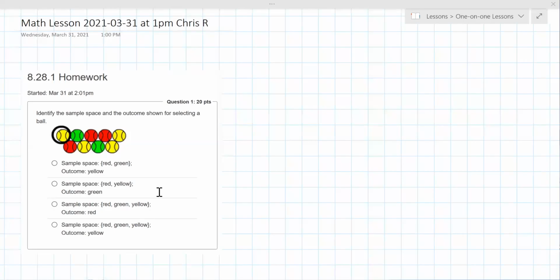Identify the sample space. The sample space is all of the possible outcomes. So in this case, another way to ask this question is, what color balls do you see? I see yellow, red, and green. Yellow, red, and green. Okay. And then the outcome is the one that's circled. Yellow. So it looks like that one's correct. Do you see that? Yes.